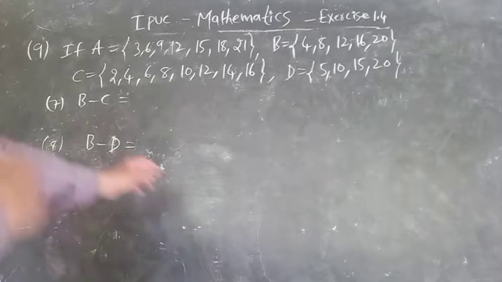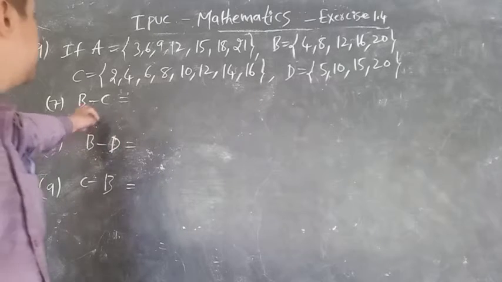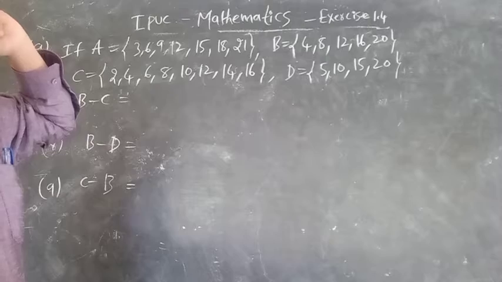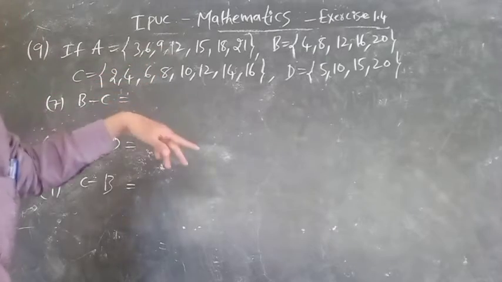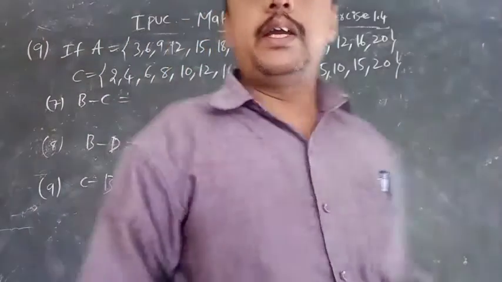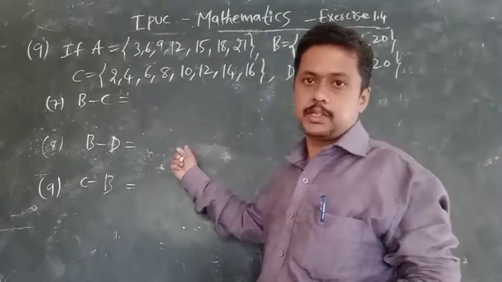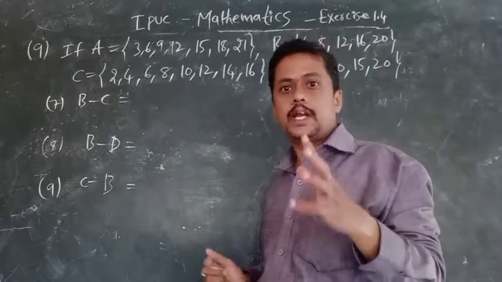Next, we will move to the next question. Question number 7, B minus C. How to write it directly? I will tell you. If you face difficulty, write down the previous method. But how to write directly? I will tell you.